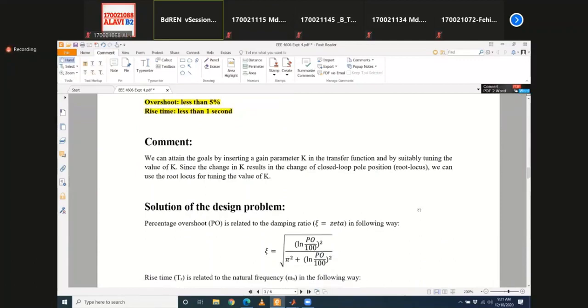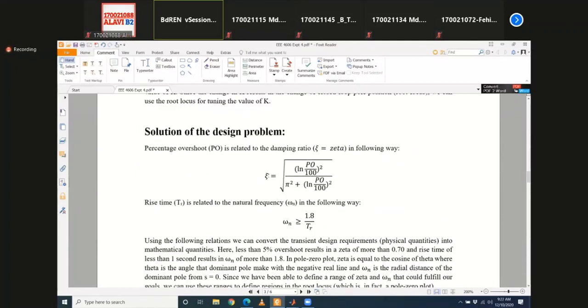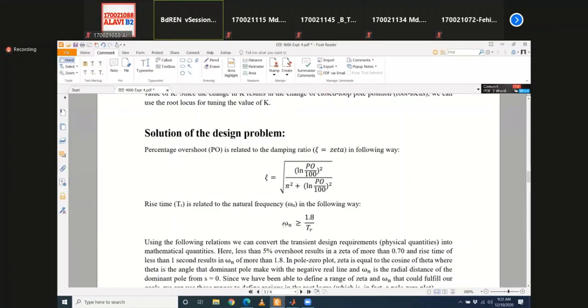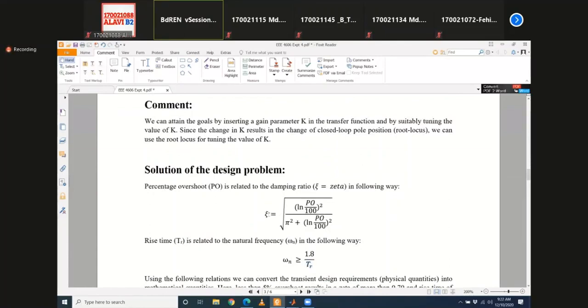So in order to do that, you need to learn two more formulas. The first formula is for the damping ratio, which is related to the percentage overshoot. The second formula is for the natural frequency, which is related to the rise time. Do you know what these parameters are, zeta and omega n? Where did you study them? In second order systems. So you saw them in the generalized equations for second order systems, right? Yes, sir.